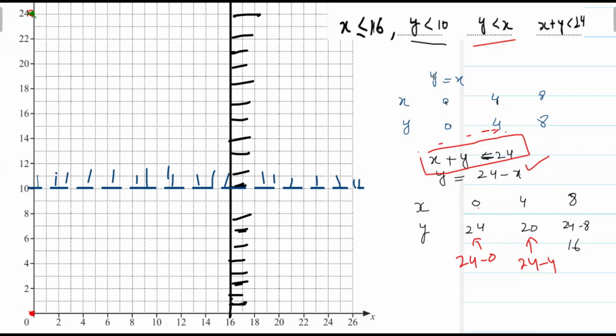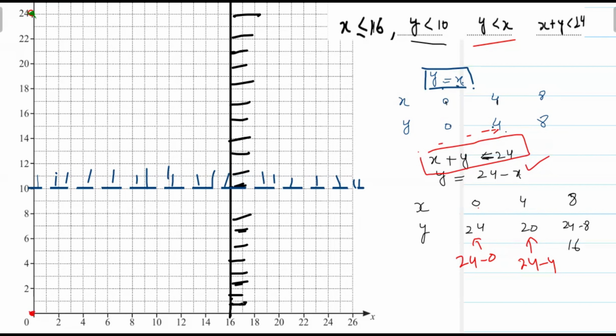Firstly, we will draw the line y equal to x. To draw this line, we will take some values of x, and against these values we will calculate the value of y. Look here, when the value of x is 0, the y value will be 0 because y equal to x. When we take x is 4, y will also be 4, and same here, x is 8, y is 8. We will mark these points.